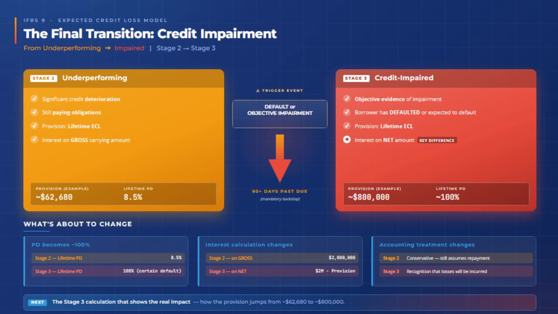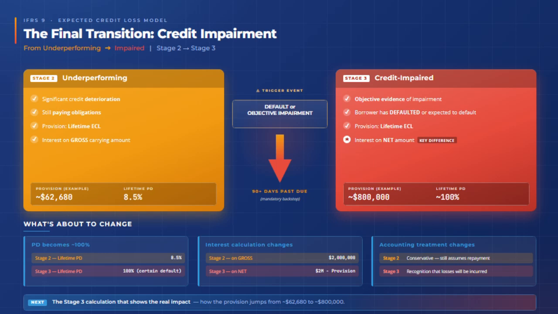And the interest calculation also shifts. So three critical things have happened. First, the PD jumps, and second, the interest calculation flips from gross to net. And third, the accounting treatment also changes. Stage 2 is conservative and still assumes that the repayment will happen, whereas in stage 3 there is recognition that losses will be incurred. And that is why stage 3 is where the real economic loss shows up. Interest on the net instead of gross, and the provisions reflect near total loss. The accounting reflects the impairment and not just the risk.